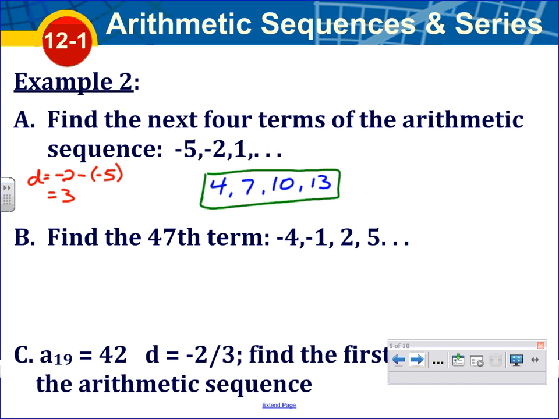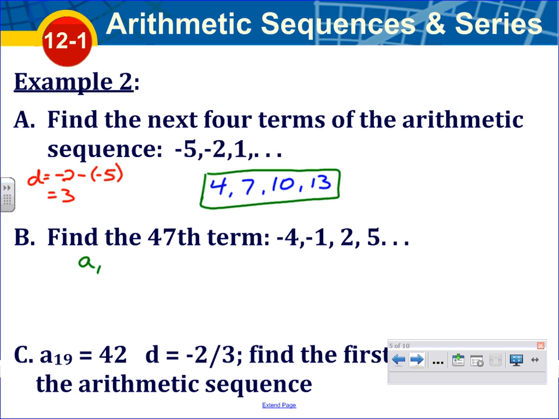Part B is just like example 1, where I'm finding the 47th term. It's just given to me in a different format here. So they actually give me the sequence. I have to figure out my D. I have to locate all my stuff. But it's the same formula that we're going to use.